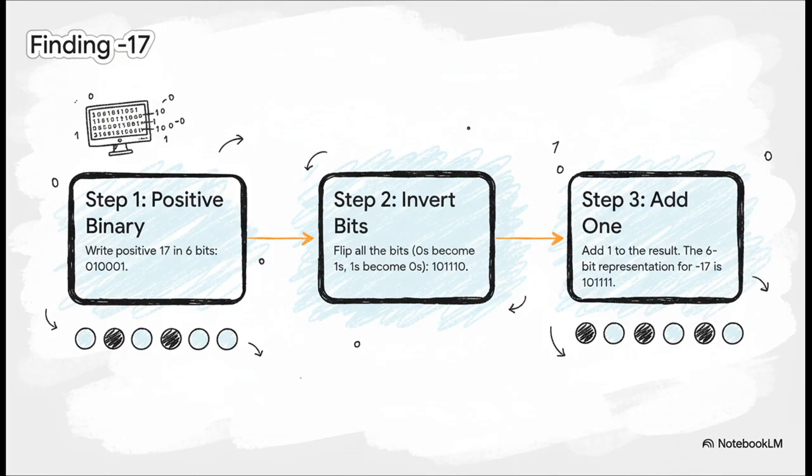Let's actually walk through an example so you can see how simple it is. Say we want to find negative 17 in a 6-bit system. First, you just write out positive 17, which is 0, 1, 0, 0, 0, 1. Step 2, you just flip every single bit. Seriously, every 0 becomes a 1 and every 1 becomes a 0. And for the grand finale, you just add 1 to that result. And just like that, 1, 0, 1, 1, 1, 1 is how a computer sees negative 17. It's a totally mechanical process, which is perfect for a machine.